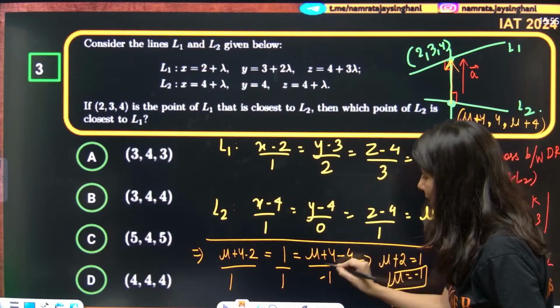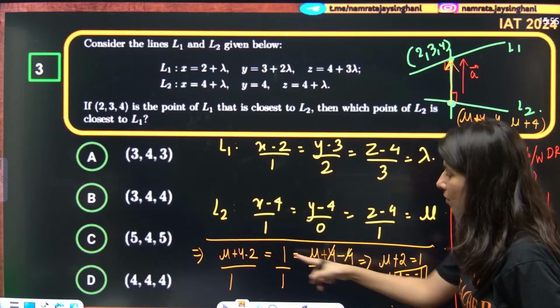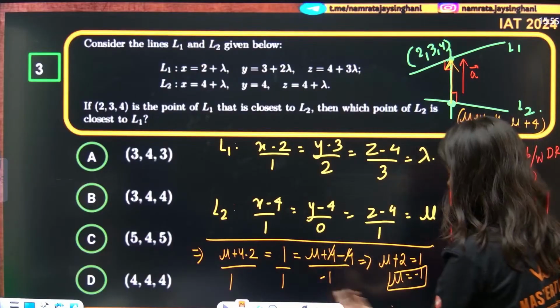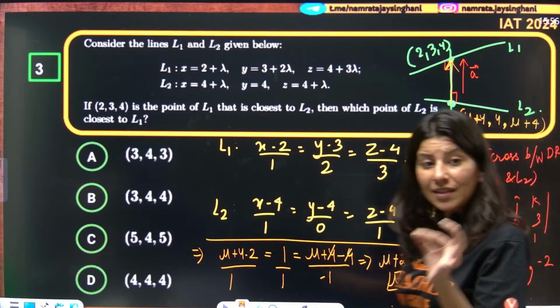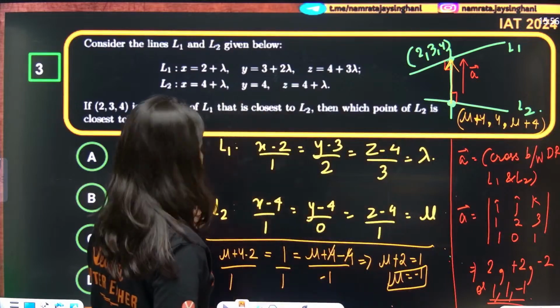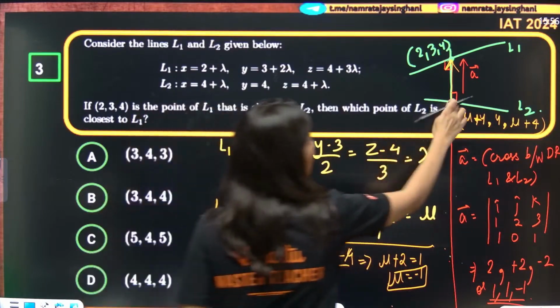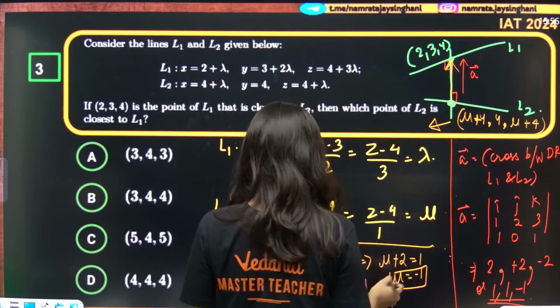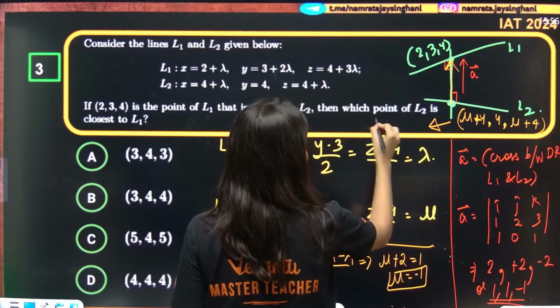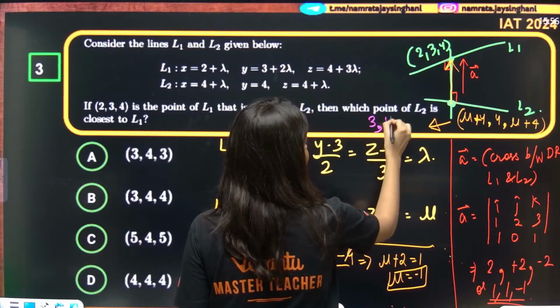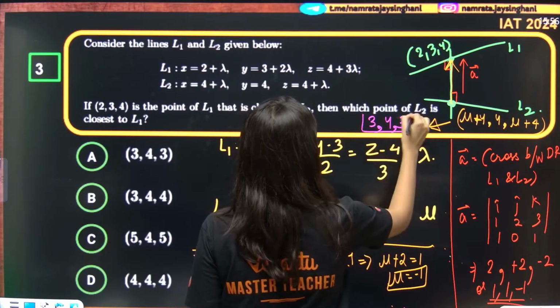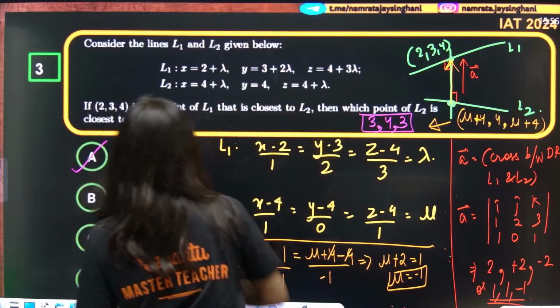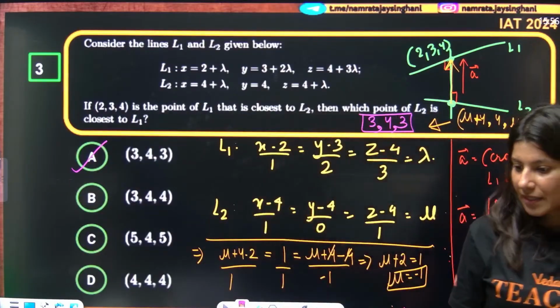Here also please check. Mu upon minus 1 is 1. So again, this thing is also giving you mu as minus 1. So mu minus 1 is going to give you your answer. If you put mu minus 1 over here, you will get your answer. Let me write it in pink color. 4 minus 1, 3, then 4. 3, 4, 3 is the point. 3, 4, 3 is matching with option A. Everybody getting it?